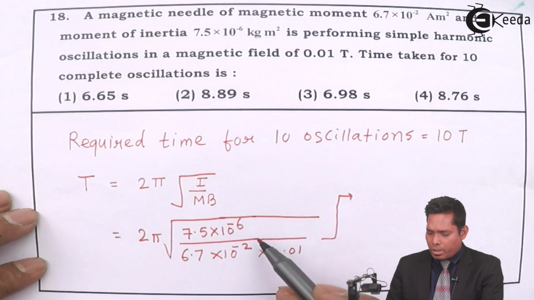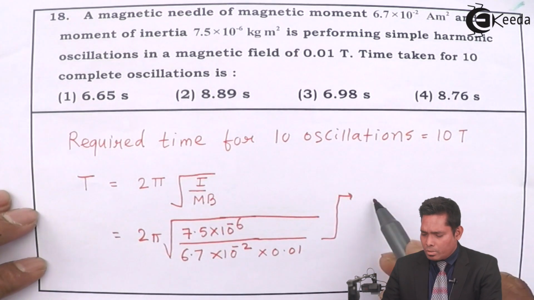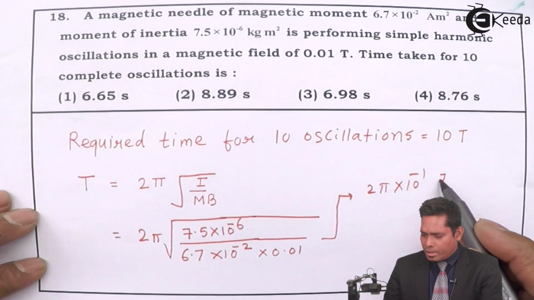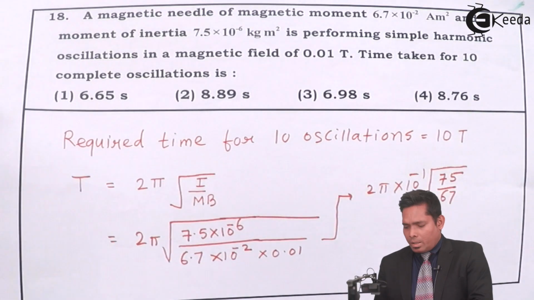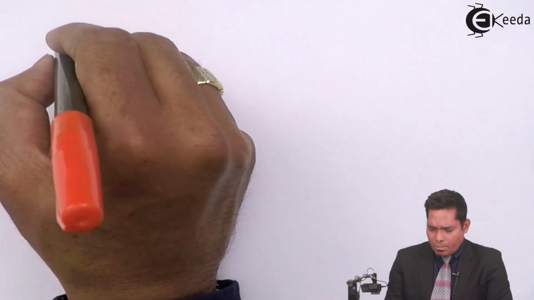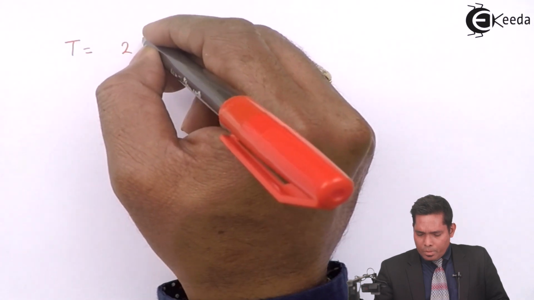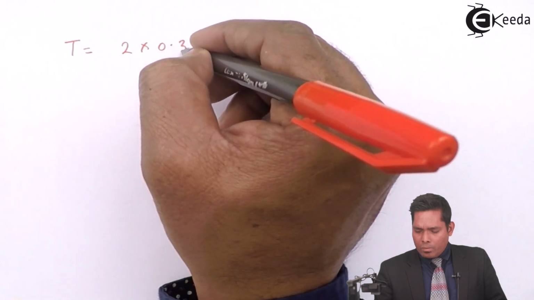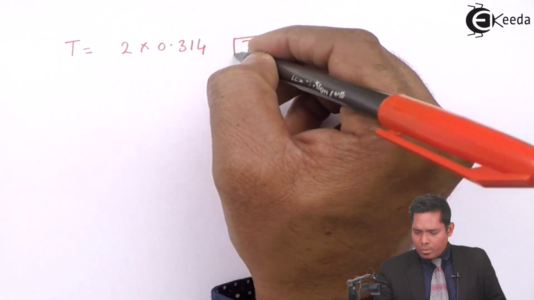This goes up, this goes up: 10^4. This is 10^-2, and 10^-2 goes out, leaving 10^-1. So this is 2π × 10^-1, and this is 75 by 67. If I solve that, T comes out to be 2 × 10^-1 × π, which is 3.14, giving 0.314, and the root of 75 divided by 67.